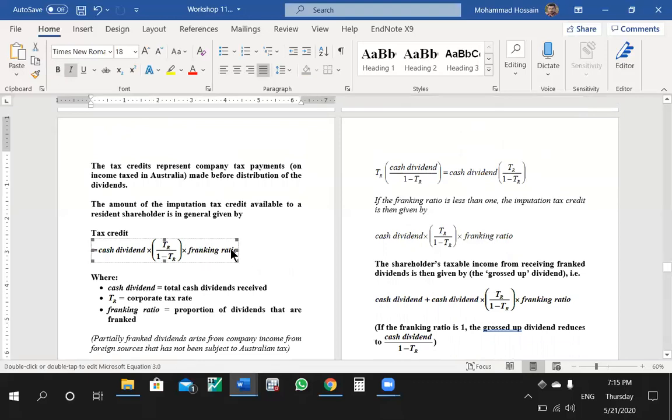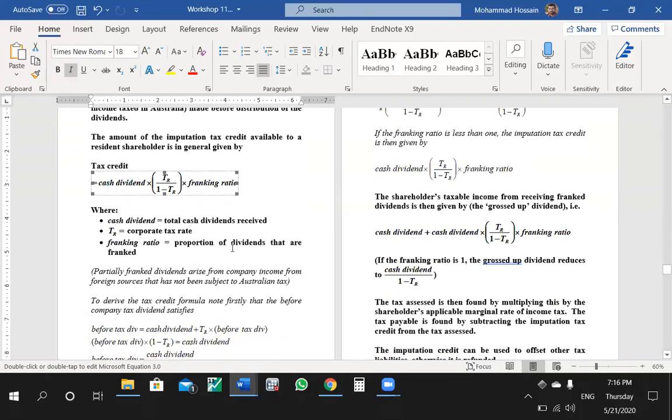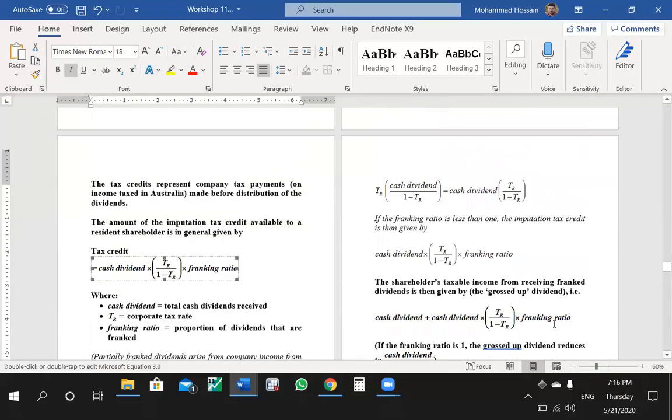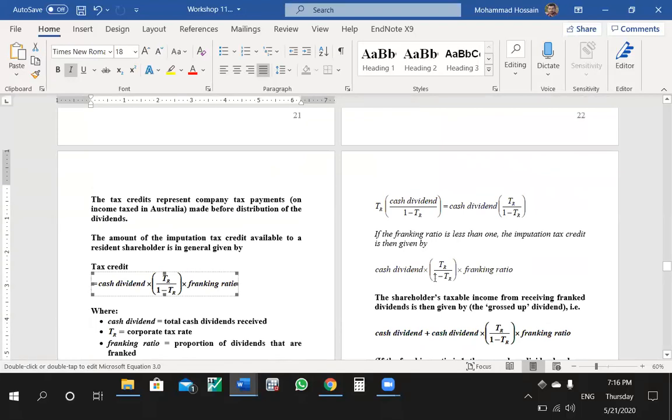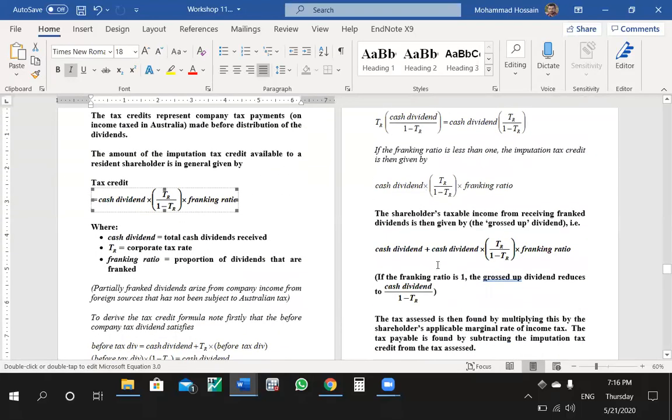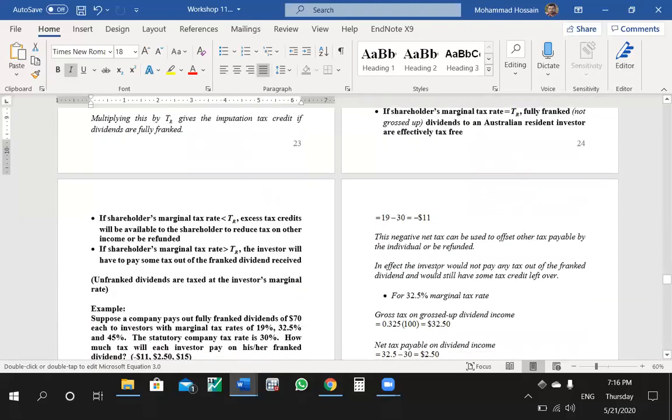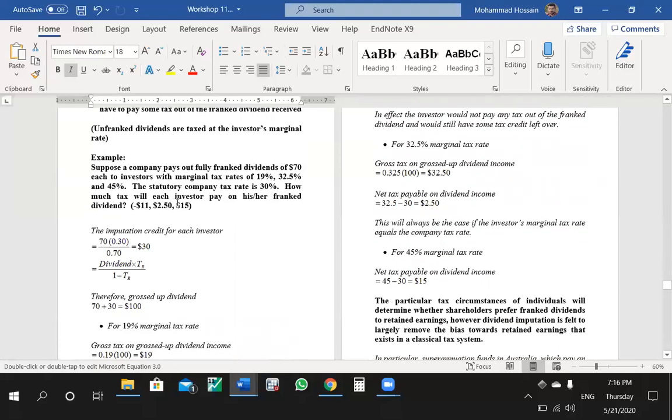Franking ratio means what percentage of tax has been paid. So if it is fully franked, it means 100% tax has been paid. If they say 70%, then 70% of the dividend has been paid as tax. I think they have one question in here for this. Okay, they have one example. Let's solve this problem.